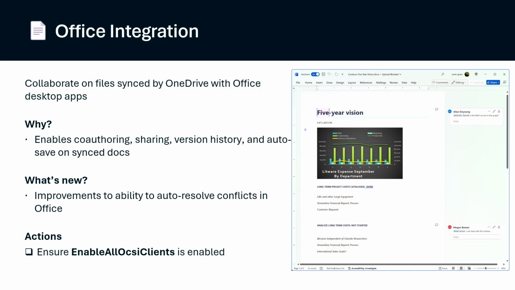We know it's really important that this experience is just really good, so we have been working on improving the ability to auto-resolve conflicts for your Office files. And in our early deployments within Microsoft, we've found that we've been able to reduce the incidence of conflicts for PowerPoint files down from 10% to 1%, and for Word and Excel from 10% to 5%. And so we're really excited to bring that to everyone else as well. So make sure you always have the enable all Office clients turned on. This is on by default, so just don't turn it off.